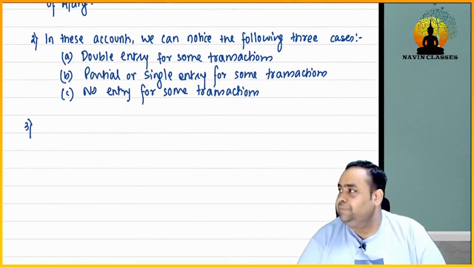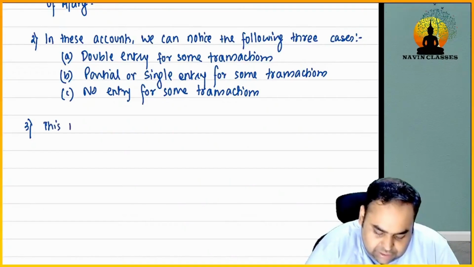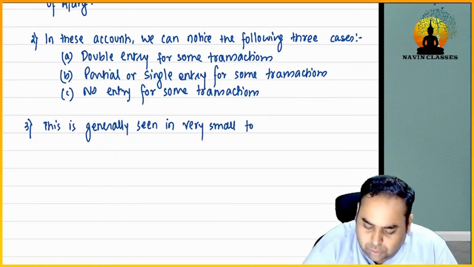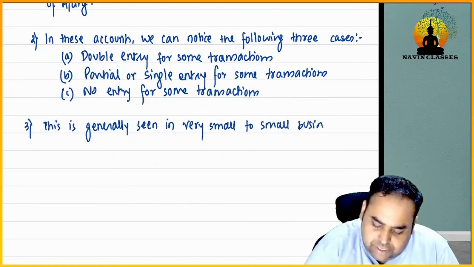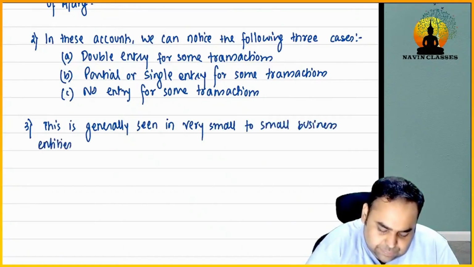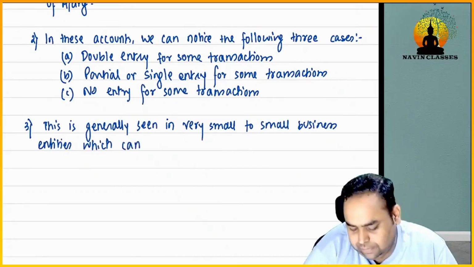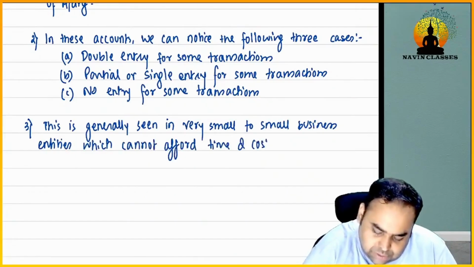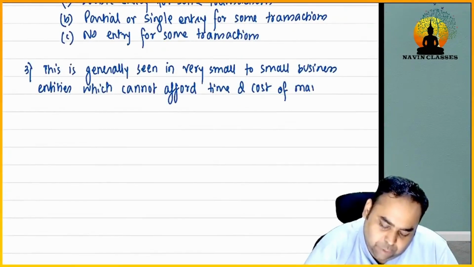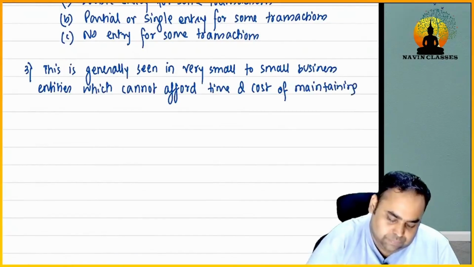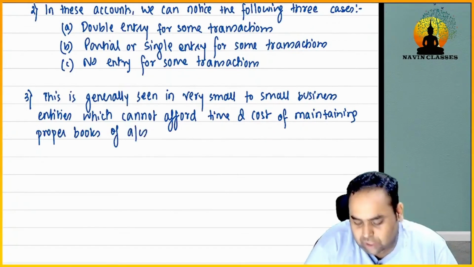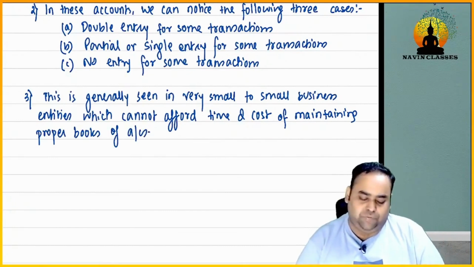Number 3: this is generally seen in very small to small business entities which cannot afford the time and the cost of maintaining proper books of accounts.